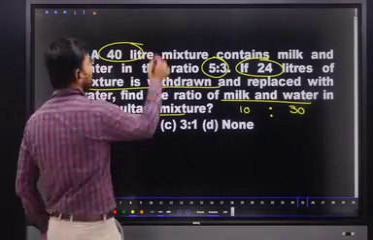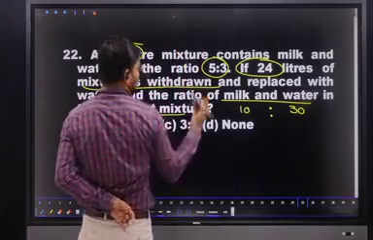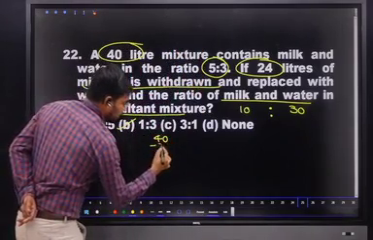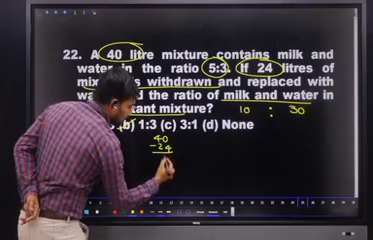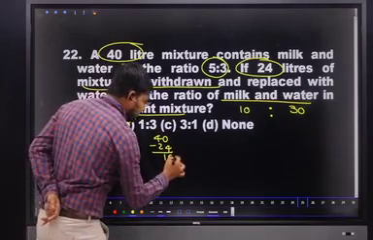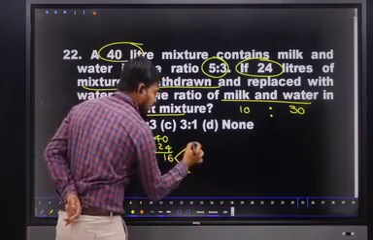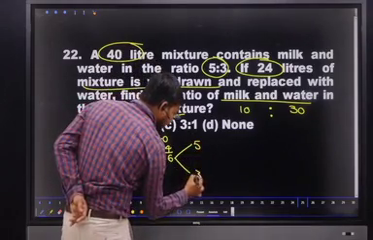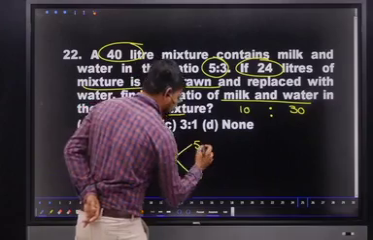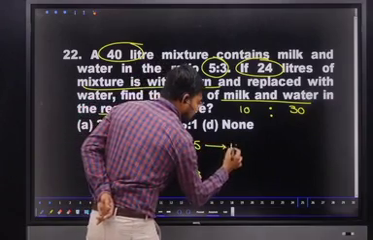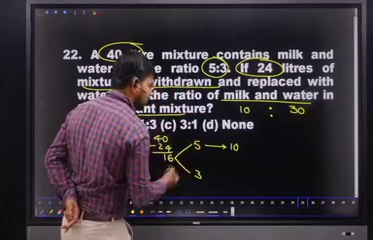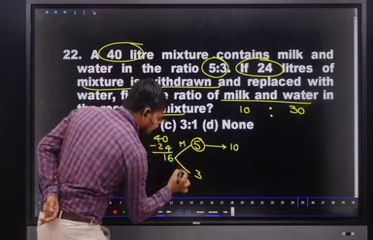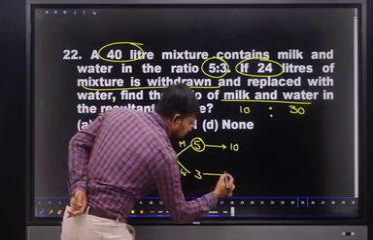Once again, I will explain, Amma. Out of 40 liters, 24 liters are withdrawn, and the remaining is 16 liters. That 16 is in the ratio of 5:3. Total 8 parts. 8 parts is nothing but 16. Then 1 part is 2 liters. Then 5 parts is 10 liters. So 5 parts is milk, and 3 parts is water. Therefore, 3 parts is nothing but 6 liters.